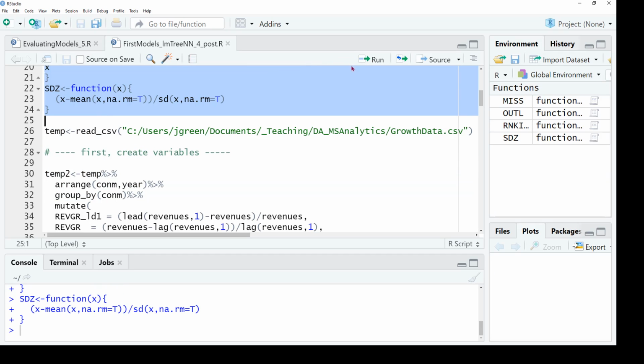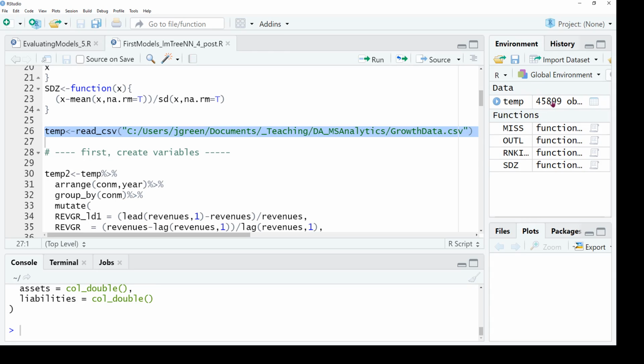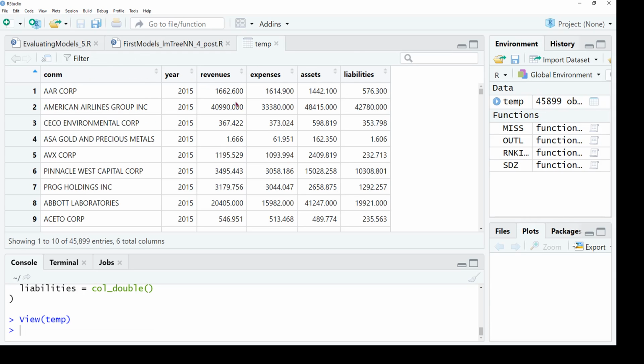I have a new data set, growthdata.csv, and if we run it, we can look at what it looks like. It's sort of the same format as the last data set. We have all of these company names, we have the year that their data came from, and we just have some major topics of accounting information: their revenues, their total expenses, their assets, and their liabilities.